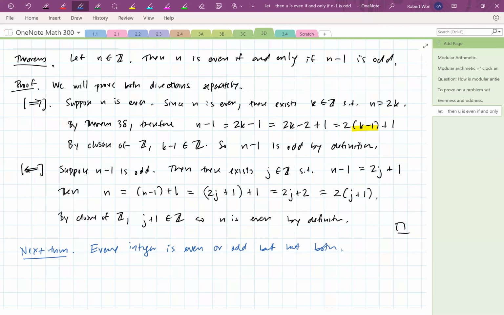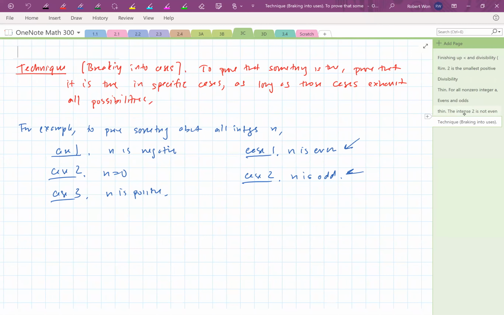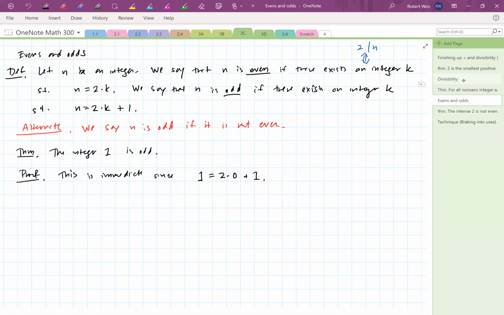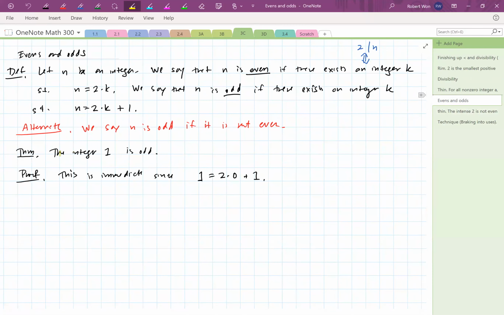What I want to use are some theorems that we proved last time, which are in your notes. I can just pull them up. The integer 1 is odd, and the integer 1 is not even. I want to use these two results. So I know that 1 is odd. I also know that 1 is not even.